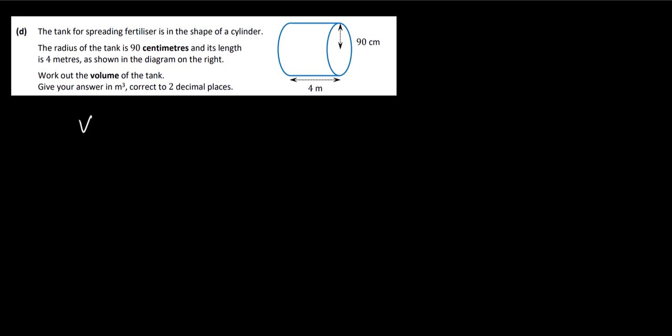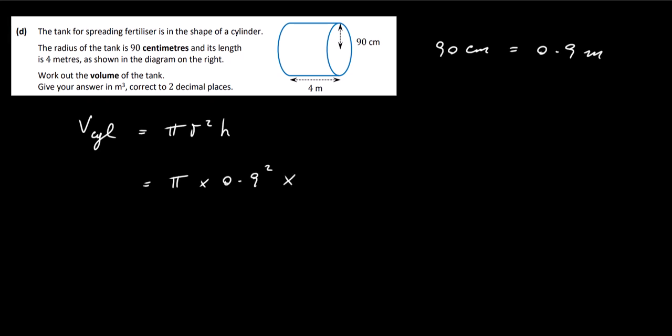Okay, so the volume of a cylinder is what we need, and that is pi r squared h. So all I've got to do is stick in the numbers. So pi we can use from our calculator. The radius is 90 centimeters, so 90 centimeters is equal to 0.9 meters. Remember, we need our answer in meters cubed, so I'm going to change this to meters. So I'm going to multiply by 0.9, which we've got to square, and then the height is 4 meters.